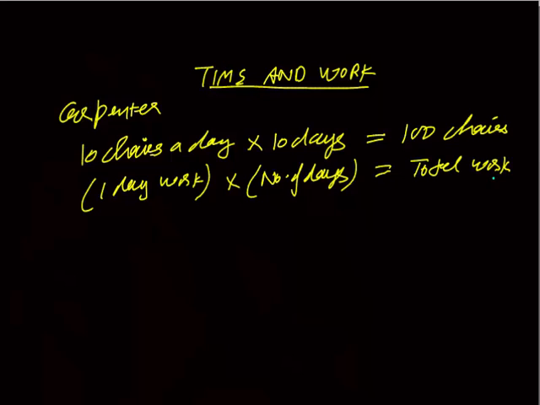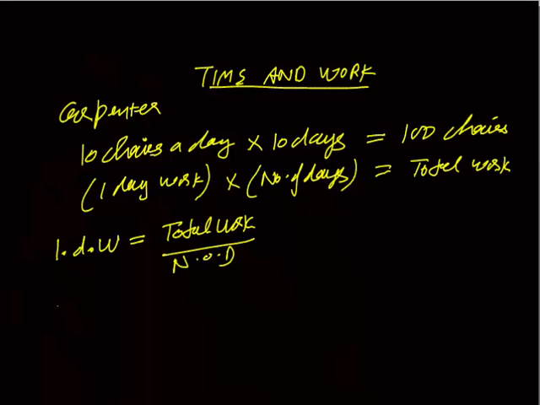So in all the time and work questions, there are these three variables only: 1 day work, number of days, and total work. Out of these three variables, two will be given to you and you have to calculate the other one. For example, if I need to calculate 1 day work, 1DW stands for 1 day work, that will be equal to total work divided by number of days.